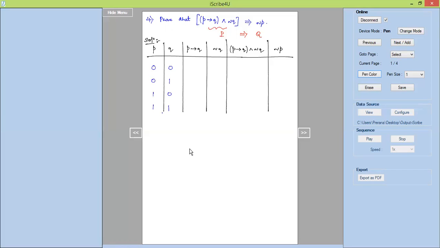P conditional Q takes the truth value 0 only when P is taking 1 and Q is taking 0. Only when it is 1, 0, the truth value is 0. Rest all cases it is 1 only. Now negation Q. When Q is 0, negation Q is 1. When Q is 1, negation Q is 0.